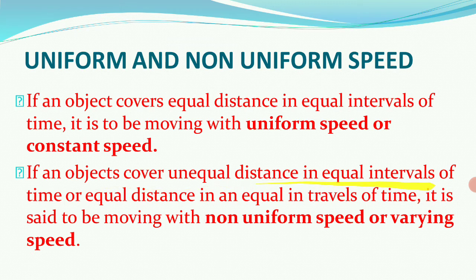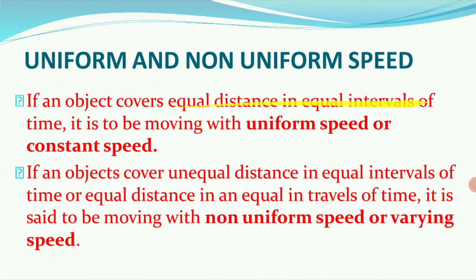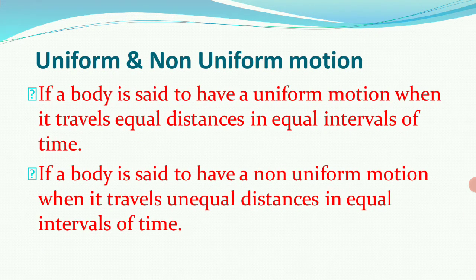If an object covers unequal distance in equal intervals of time or equal distance in unequal intervals of time, then we say that the object is moving in non-uniform speed or varying speed. Similarly, we have non-uniform motion and uniform motion. A body is said to have uniform motion when it travels equal distance in equal intervals of time. If an object travels unequal distance in equal intervals of time or equal distance in unequal intervals of time, then we say that the body is in non-uniform motion.